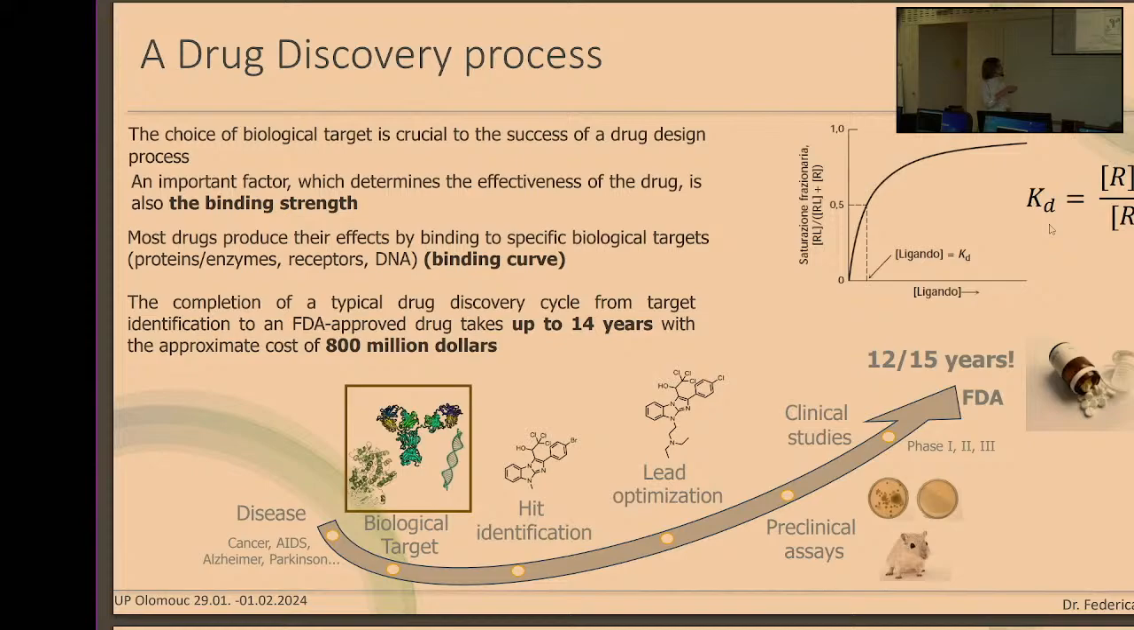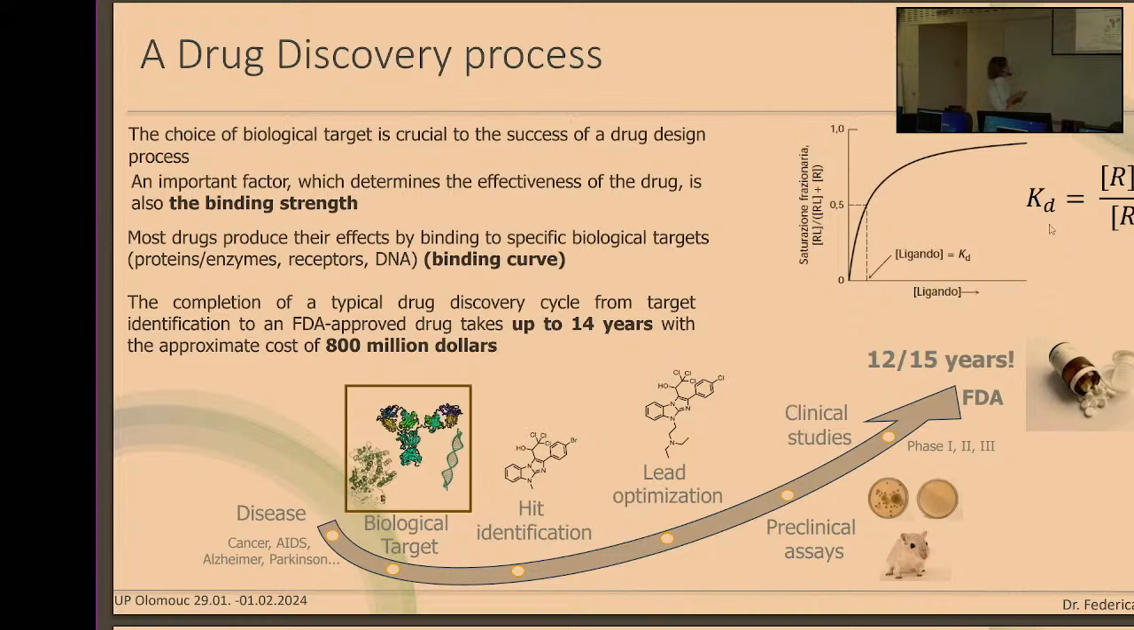If we look instead at the beginning, we can see that the first step of a drug discovery process is the identification of the disease. So we have to look at which disease we want to cure and which drug we are looking for. Are we looking for anti-cancer drugs, antiviral drugs, anti-Parkinson or anti-Alzheimer drugs? This is quite important, because from the disease we can choose the biological target of interest and use it for the therapeutic design of our drug. And so the choice of the biological target is maybe the crucial step of the entire drug discovery process. And why?